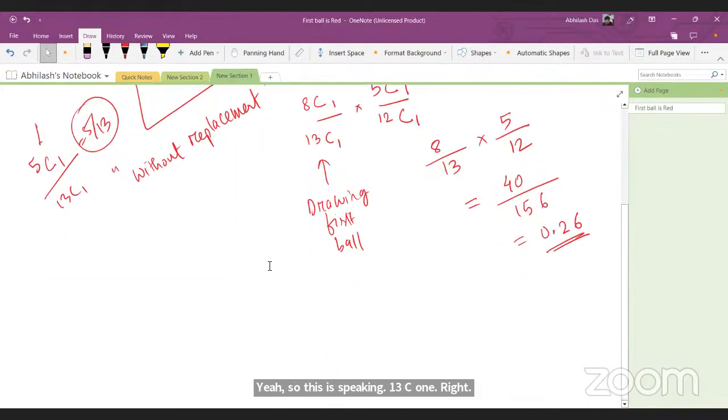So you can do it in another style as well. Let's suppose I'm defining events. Let's say R is the event that the first ball is red.